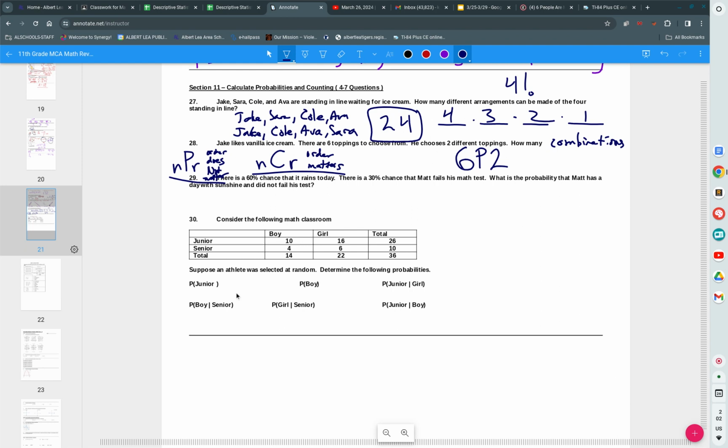There's 60% chance of rain today. There's 30% chance that Matt's going to fail his math test. What's the probability that Matt has a sunshiny day and he doesn't fail his test? Talk to the person next to you. What's the percent chance he's got a great day ahead of him? Talk. What do you think? 40%.